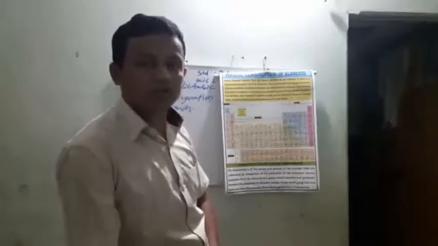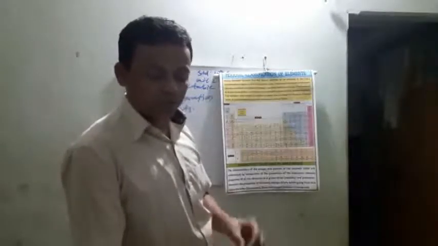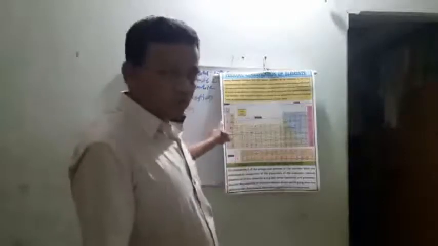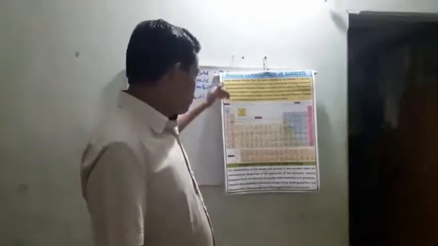Similarly, elements in the same group show similarities and gradation in their properties. Elements present in a group show similar chemical properties, and those properties show similarities and gradations. As we go from top to bottom, we can see that there is a gradation of their properties.